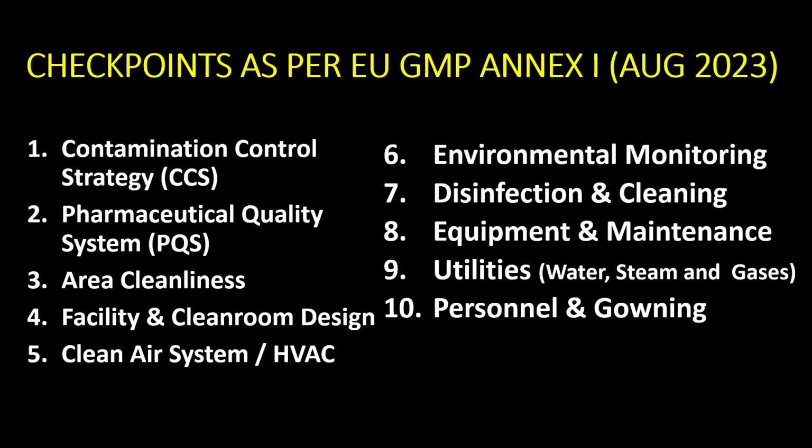Welcome. In this small presentation, we will see checkpoints for the pharmaceutical industry as per EU GMP Annex I, August 2023. We will cover points like contamination control strategy, that is CCS, pharmaceutical quality system PQS, area cleanliness, facility and cleanroom design, clean air systems or HVAC, environmental monitoring, disinfection and cleaning, equipment and maintenance, utilities like water, steam and gases, and finally personnel and gowning.